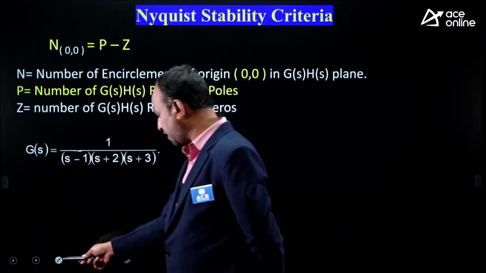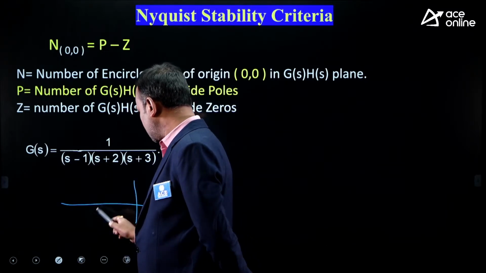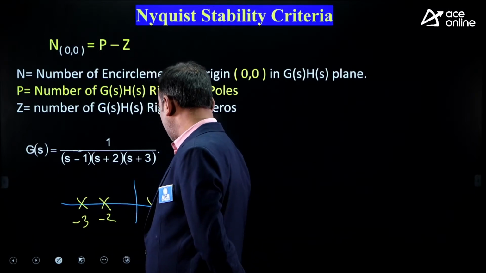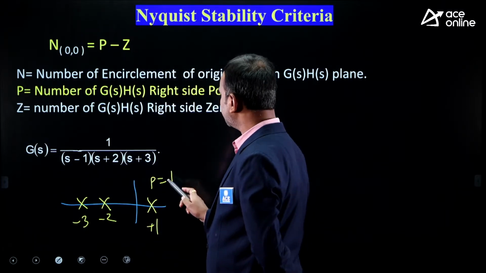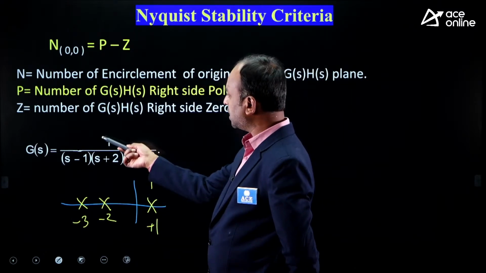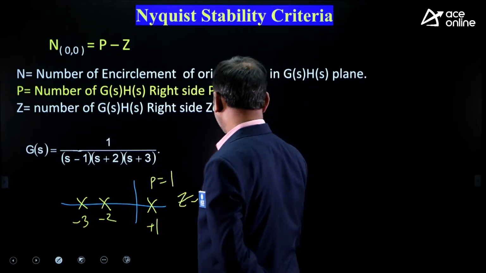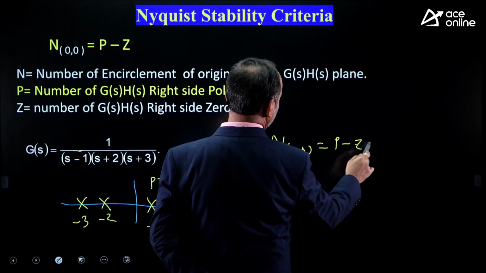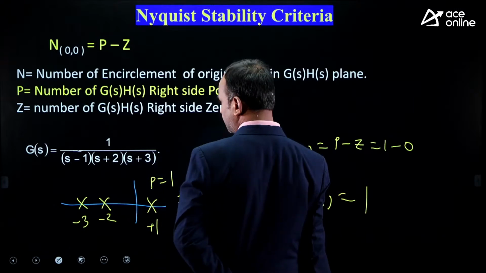First, how many open loop poles are on the right side? Indicate the poles and zeros. S equal -2 is one pole, S equal -3 is one pole, and S equal +1 is one pole. P means the number of right side poles, so P equal 1. Z means the number of right side zeros; there are no zeros, so Z equal 0. So N origin equal P minus Z, which is 1 minus 0. So the number of encirclements is equal to 1, which is the perfect answer.